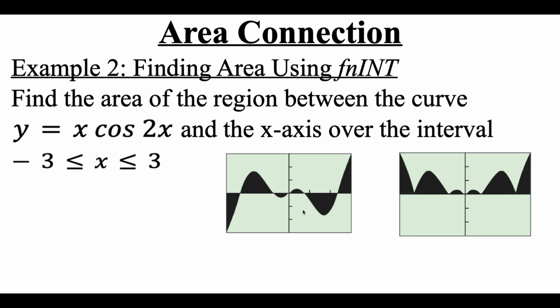Now this picture on the left is just the graph of this y equals x cosine of 2x. And we can see that there are some chunks that dip below the x-axis, but there are also some chunks above the x-axis. This picture on the right-hand side is the graph of the absolute value of this function. So we can see that all of those chunks that were below the x-axis got rotated up. So now instead of giving us negative areas there, now they're giving us positive areas.